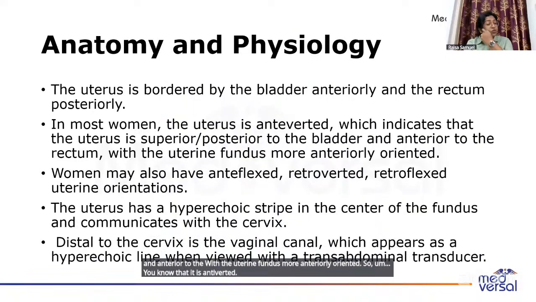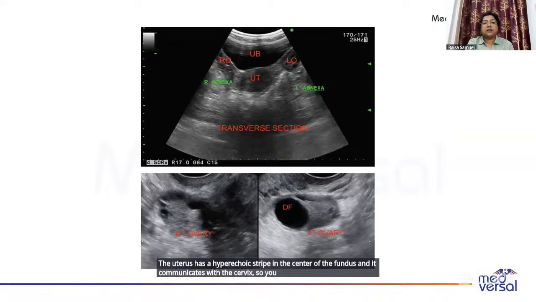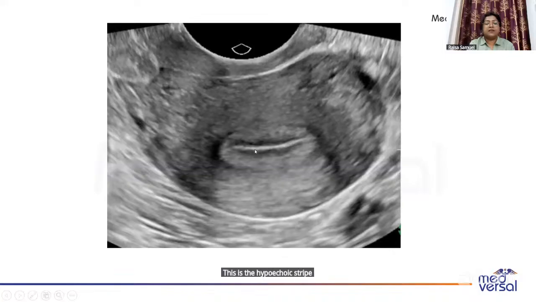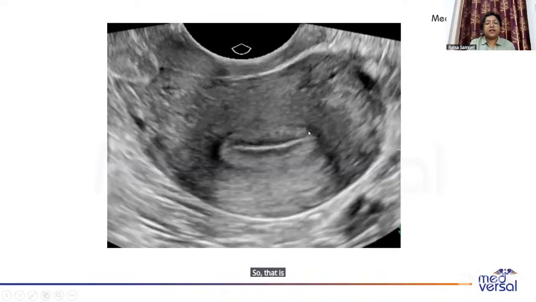But women may also have anteflexed, retroverted, or retroflexed uterine orientation. So these are things which you can notice in the ultrasound when there is an anatomical change in the uterine position. The uterus has a hyperechoic stripe in the center of the fundus and it communicates with the cervix. So you can see a thin line. This is the hypoechoic stripe in the center, which will communicate with the cervix. So that is the central line, which we say is the cavity.